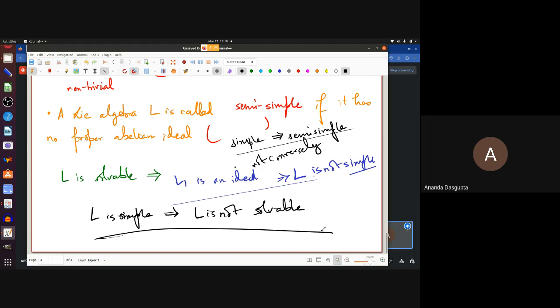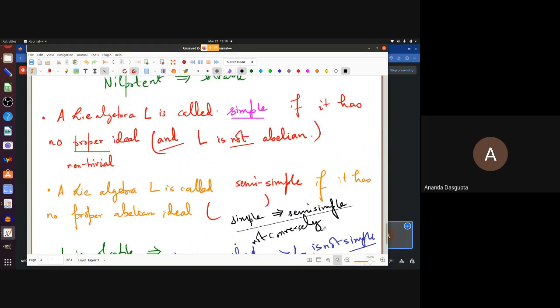So as I said, when I define simplicity for you, you have to add this additional piece in the definition itself. A Lie algebra L is called simple if it is a non-abelian algebra. Abelian algebras can't be simple. It has to be a non-abelian algebra which has no proper ideal. This second clause, that L is not abelian, is being added so that statements like a solvable Lie algebra can never be simple can be properly stated without any exceptions.